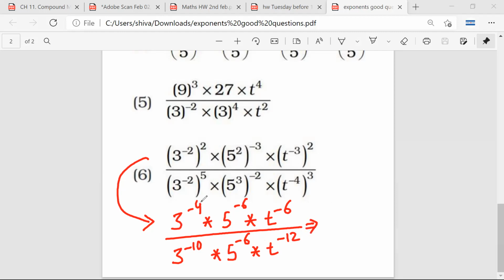The tricky part is that 3 raised to power minus 4, I can write as 1 upon 3 raised to power 4. Is it okay? I will take this 3 raised to power minus 10 and I will write this as 3 raised to power 10 in the numerator. Is it okay?